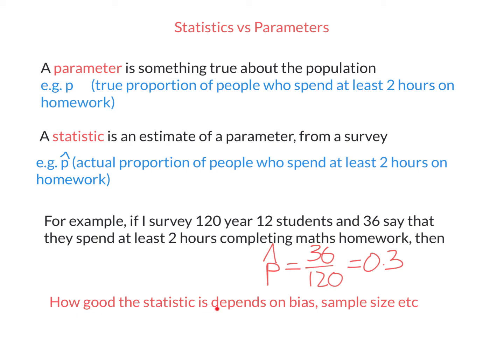So how good the statistic is, how accurate this number is, depends on many things. It depends on whether the sample from which I got this data was biased. It depends on sample size. Obviously, the more people I ask about their homework habits, the more accurate my information will be, and so on. But that's what statistics are. They are just used to infer or give us information about the population, about a parameter. So in this case, the statistic is the proportion of people in my sample, and the parameter is the true proportion of people in the population, which I don't know.